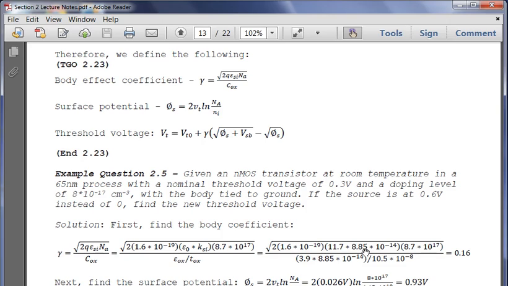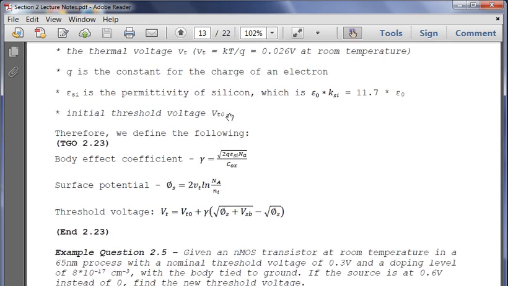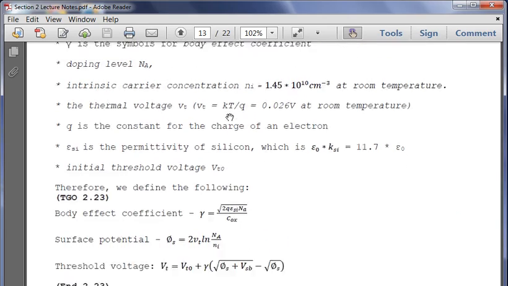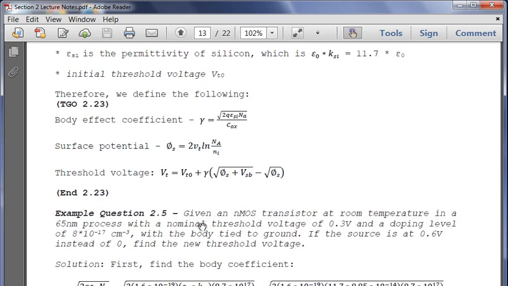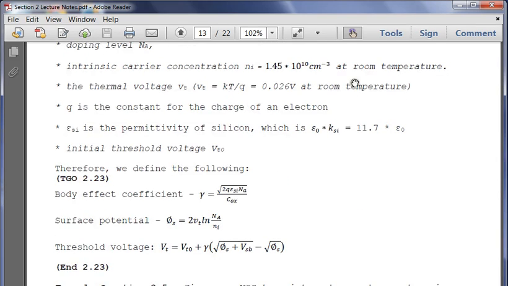Next, we're going to calculate the surface potential. So now we have our thermal voltage times the natural log of our doping concentration over the intrinsic carrier concentration. So when we deal with this kind of stuff, we have our doping levels and we have our fundamental intrinsic carrier concentration at room temperature. So that's why I've included, when you see this example problem we're going to work on in a minute, at room temperature, that means it's perfectly valid to use this intrinsic carrier concentration.